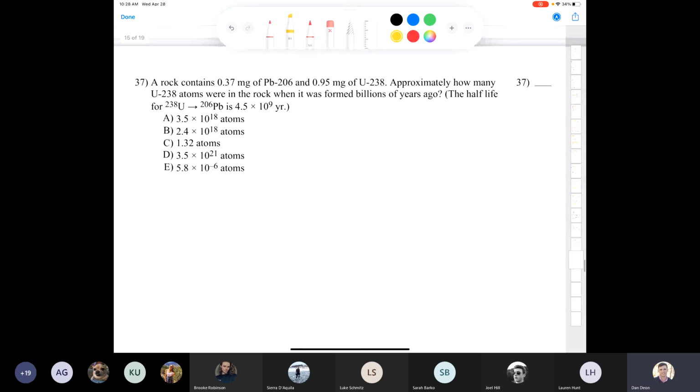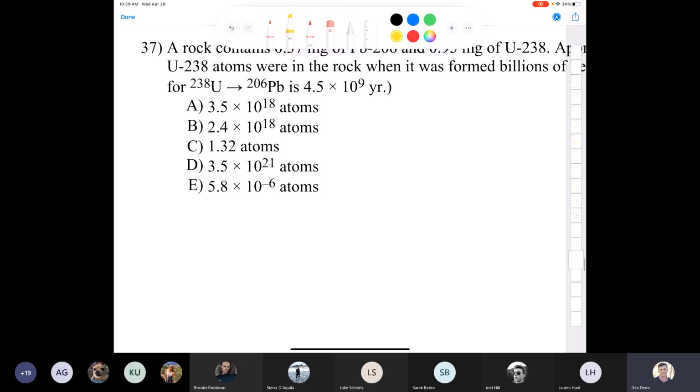Question 37. You've got a rock, and it contains 0.37 milligrams of lead-206 and 0.95 milligrams of uranium-238. Approximately how many uranium-238 atoms were in the rock when it formed billions of years ago? Well, this is a decay that I looked at with you in class, and I told you specifically that you needed to know that 1 mole of uranium-238 undergoes a series of decays to produce 1 mole of lead-206.